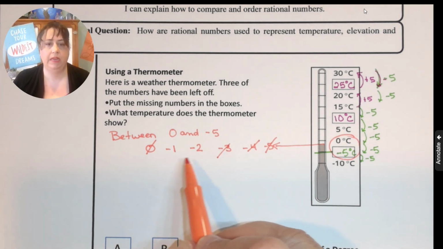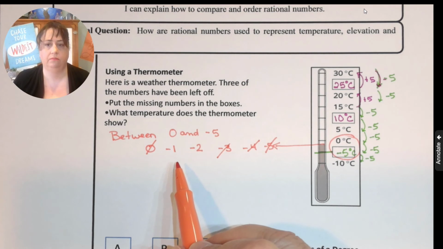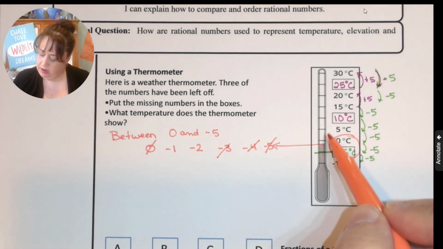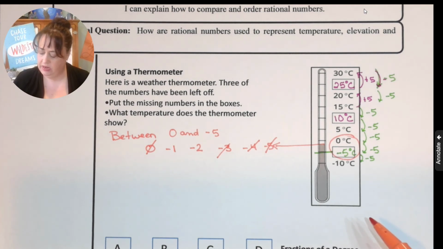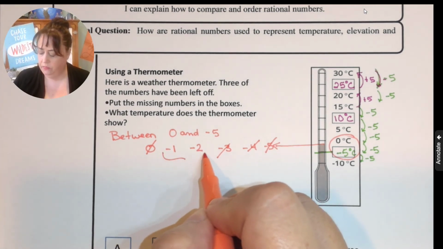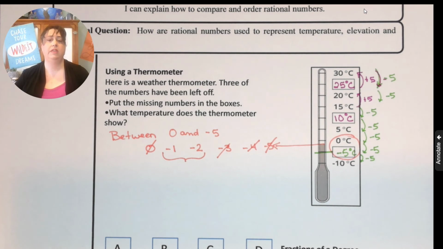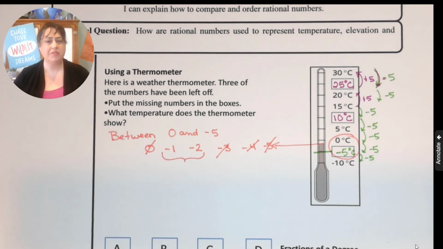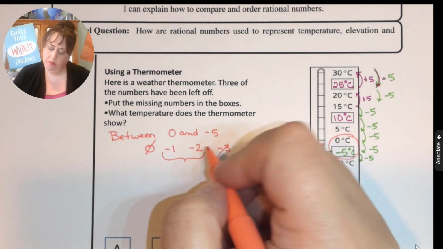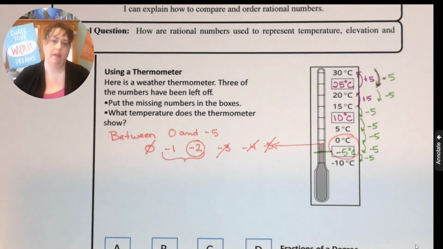So it's between -1 and -2. Which one do you think it's closer to? Do you think it's closer to -1 or closer to -2? And then you would need to make that decision. If it was -1, I would expect it to be really, really close to that 0. And since it's not really close to that 0, I'm going to go with -2.